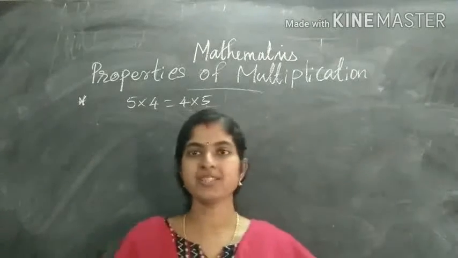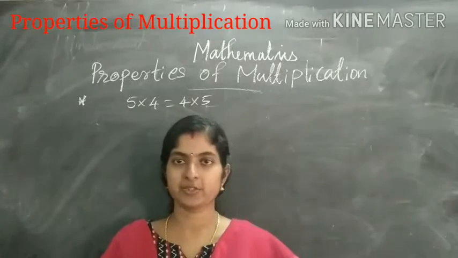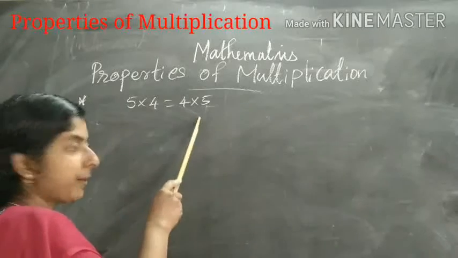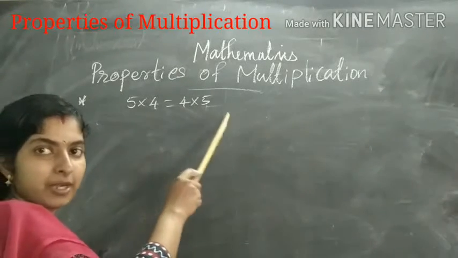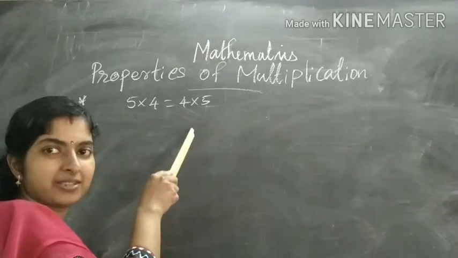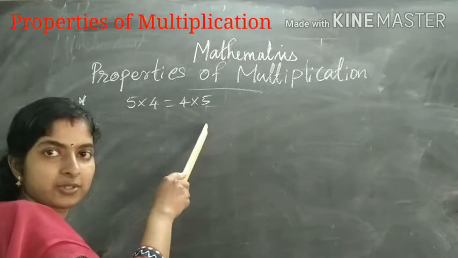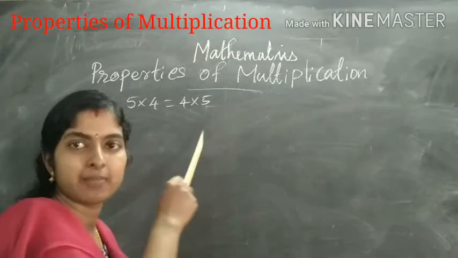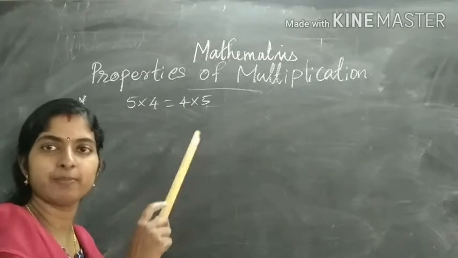And next topic is properties of multiplication. Here, change in the order of the numbers in multiplication does not change the product.